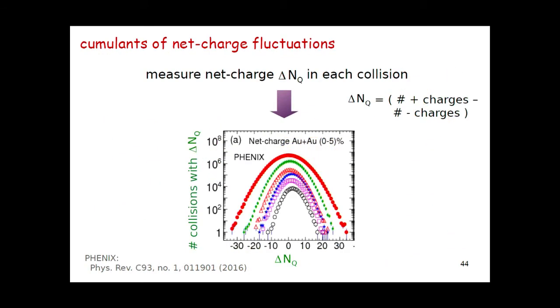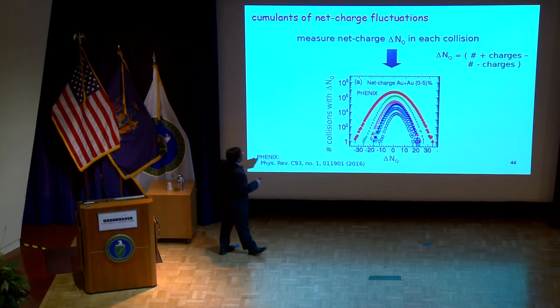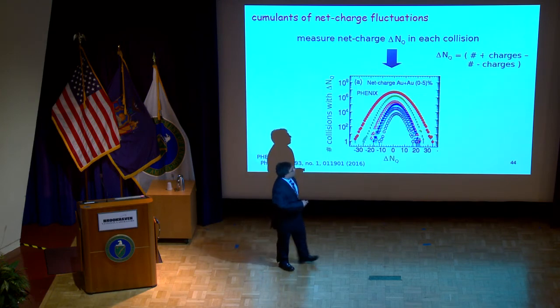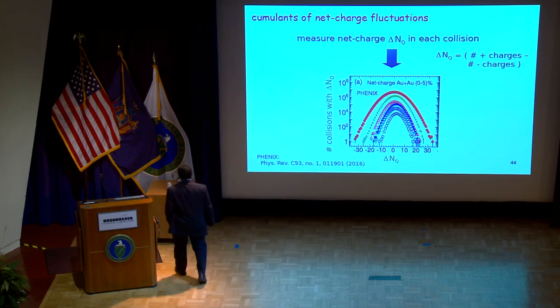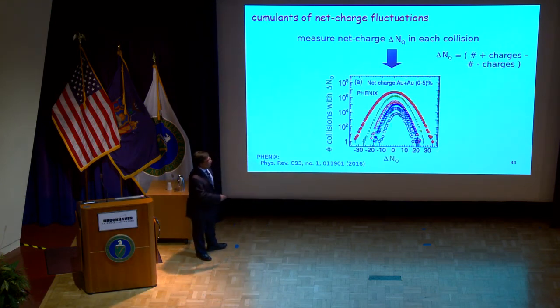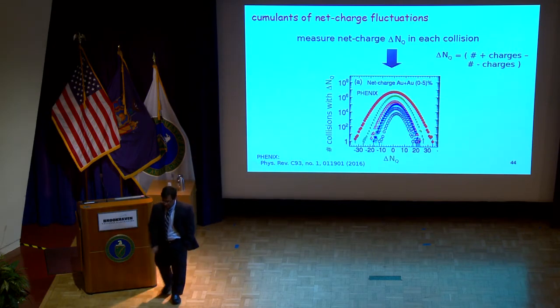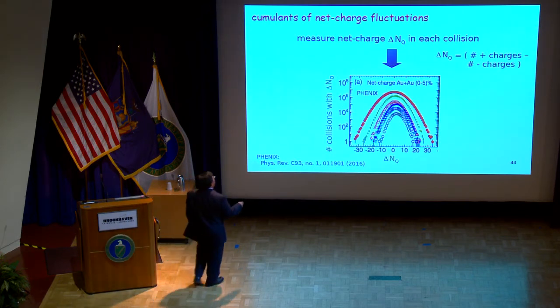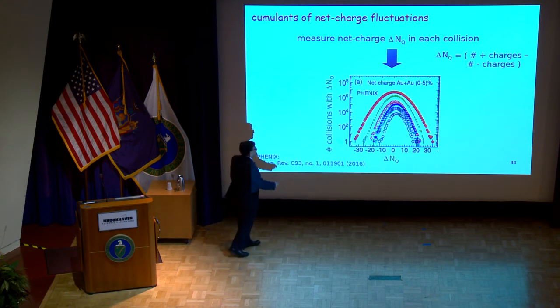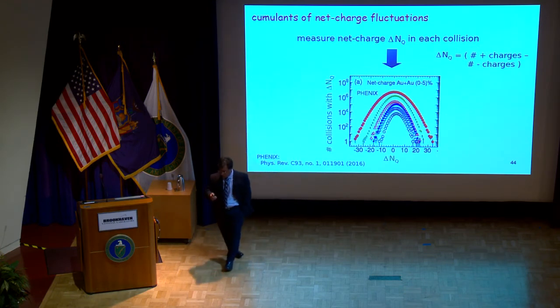So how can I construct these two observables? What we suggested before is the cumulants of net charge fluctuations. So what is that? You measure the net charge, which is the number of positive charges minus the number of negative charges in each collision. Once you measure that, then you can make a histogram distribution. So what you can look at is the number of collisions in which a net charge of delta NQ has been measured as a function of delta NQ. So just a histogram.